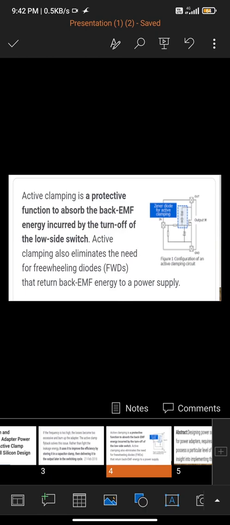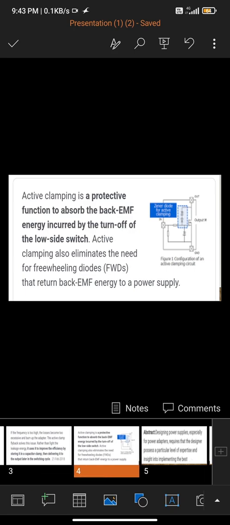What is active clamping? Active clamping is a protective function to absorb the back EMF energy incurred by the turn-on of the lower side switch. Active clamping also eliminates the need for freewheeling diodes that return back EMF energy to the power supply.